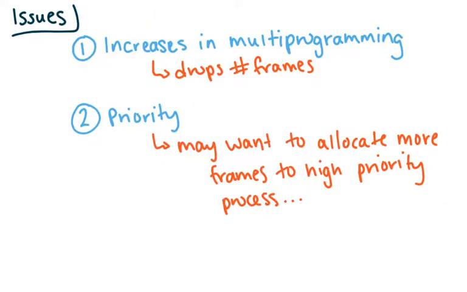Some issues. When you have any increase in multi-programming, meaning that you have more programs in there, this is automatically going to drop the number of frames, especially in proportional allocation, and in equal allocation. So if you have more processes, you're going to divide that open space up between more programs, so you're always going to drop in the number of frames. The other issue is that this does not account at all for priority. If you have a process with a higher priority, you may want to allocate more frames to that higher priority process. Neither of these takes that into account.